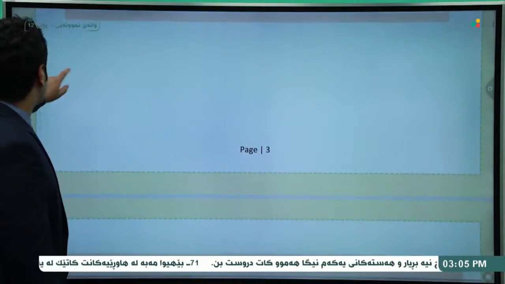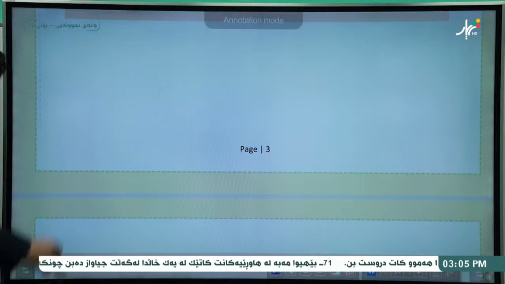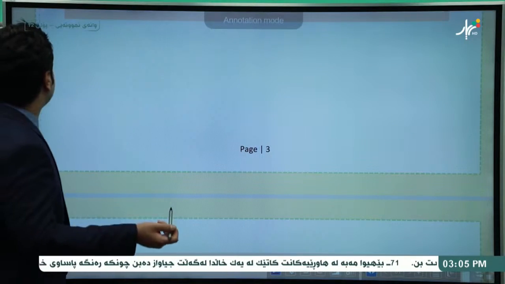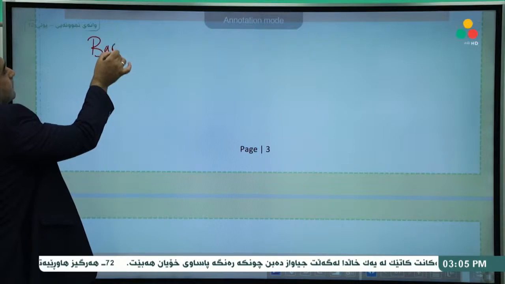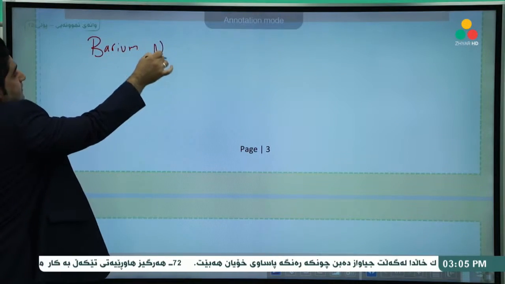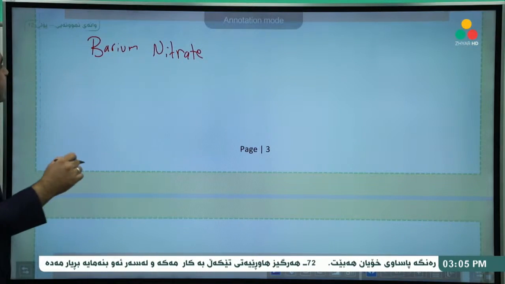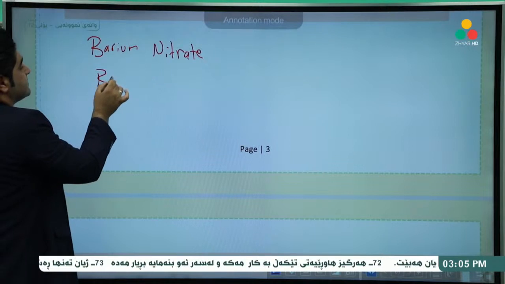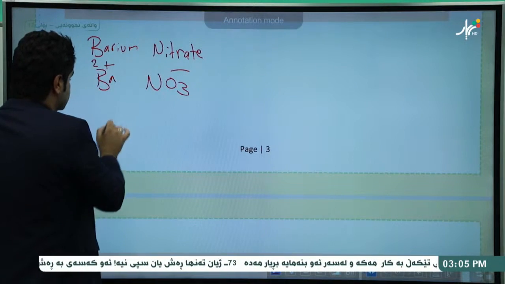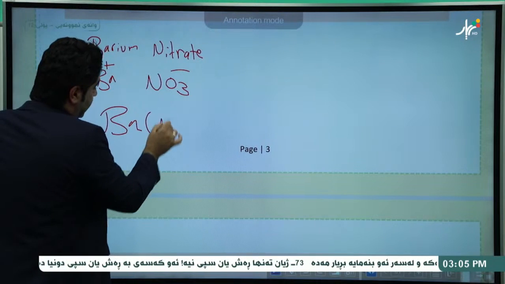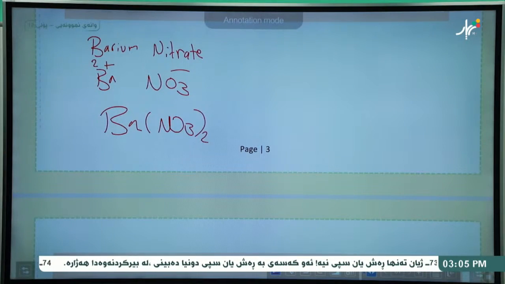And now let's see how to write a chemical formula. I'll show you some examples just to remind you. For example, barium nitrate. Write a chemical formula for barium nitrate. Barium is Ba +2, nitrate is NO3 -1, so it will be Ba(NO3)2. This is barium nitrate.